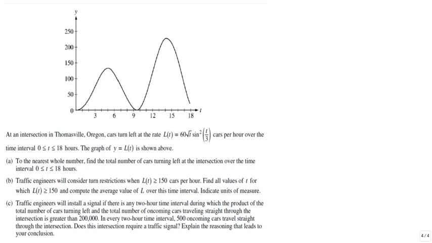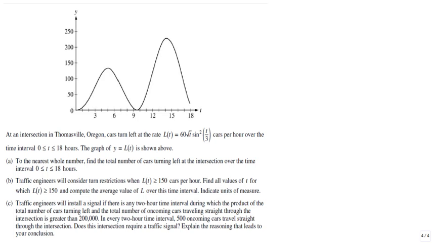Okay, and then next problem, we have an intersection in Thomasville, Oregon, where cars turn left at the rate of L of t is equal to 60 square root of t sine square of t over 3 cars per hour over the time interval from t equals 0 to 18 hours. And the graph of y equals L of t is shown above.